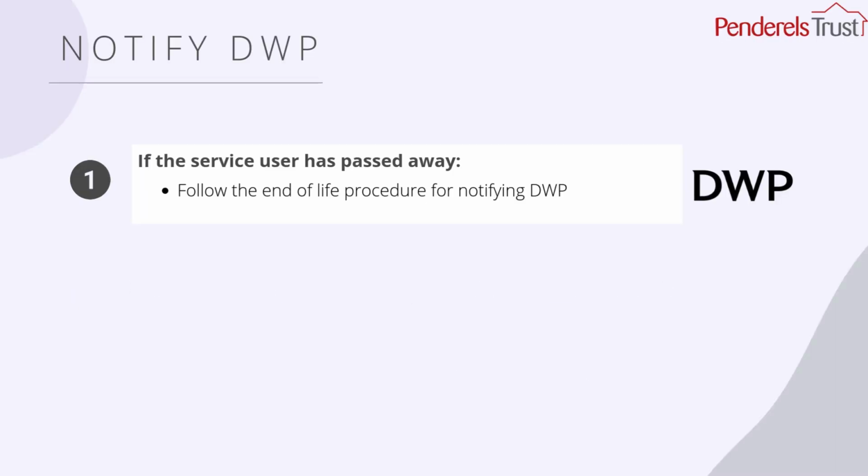If the service user has passed away, you should follow the end-of-life procedure for notifying the Department for Work and Pensions. It's important to note that the DWP will not notify us when payments have been revoked. The payments will simply stop.